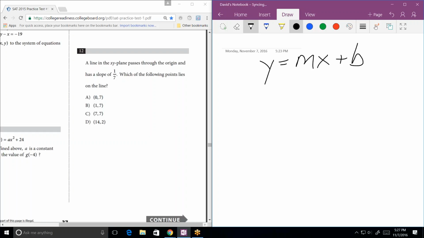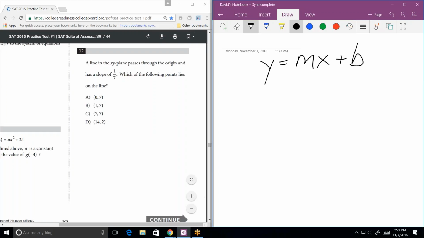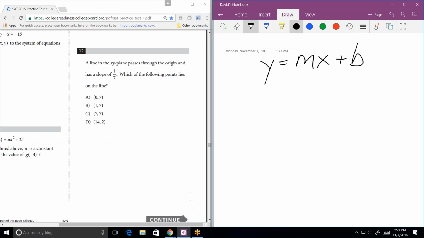There are 3 of them. There's slope-intercept, which is this. There's point-slope, which is different. And then there's standard form, which is different also. This is the one they first teach you, y equals mx plus b, where m is the slope and b is the y-intercept.